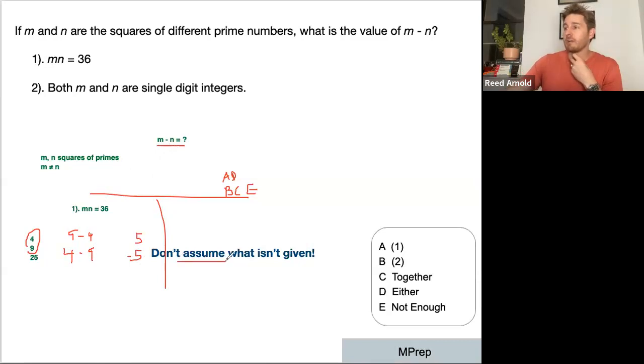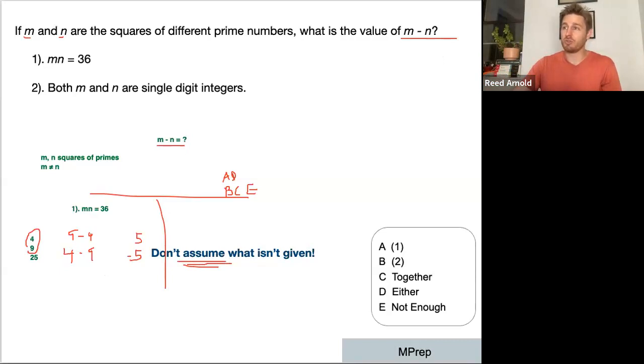And so if you just assume that usually when we subtract, the bigger number comes first... Negative numbers don't show up in day-to-day life, but they sure do appear on the GMAT. There's nothing here that tells me that I only have positive numbers in everything. I know M and N are going to be positive because they're squares of primes, but there's no reason this has to be positive. So don't assume what's not given. If you do that, you're going to run into problems.